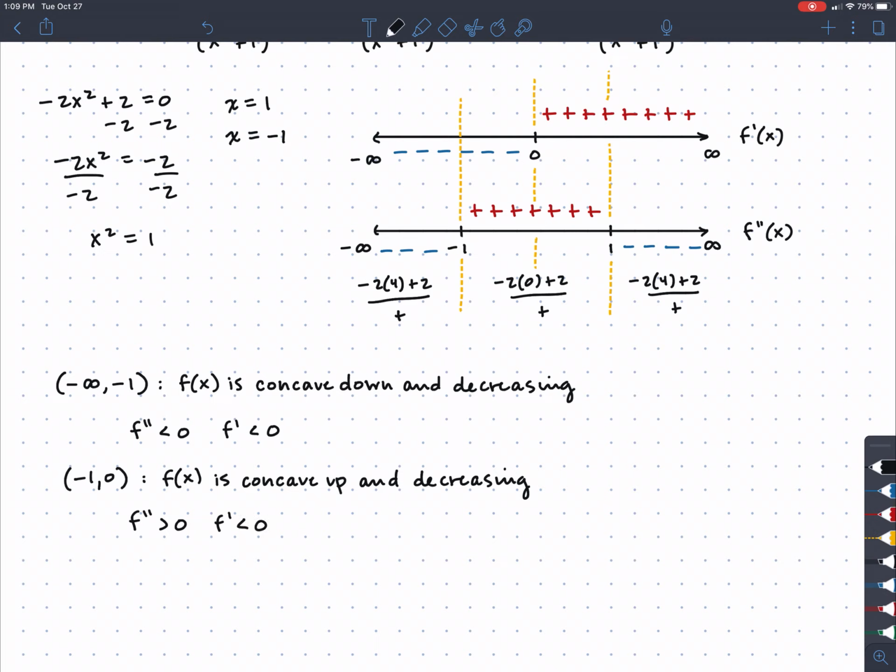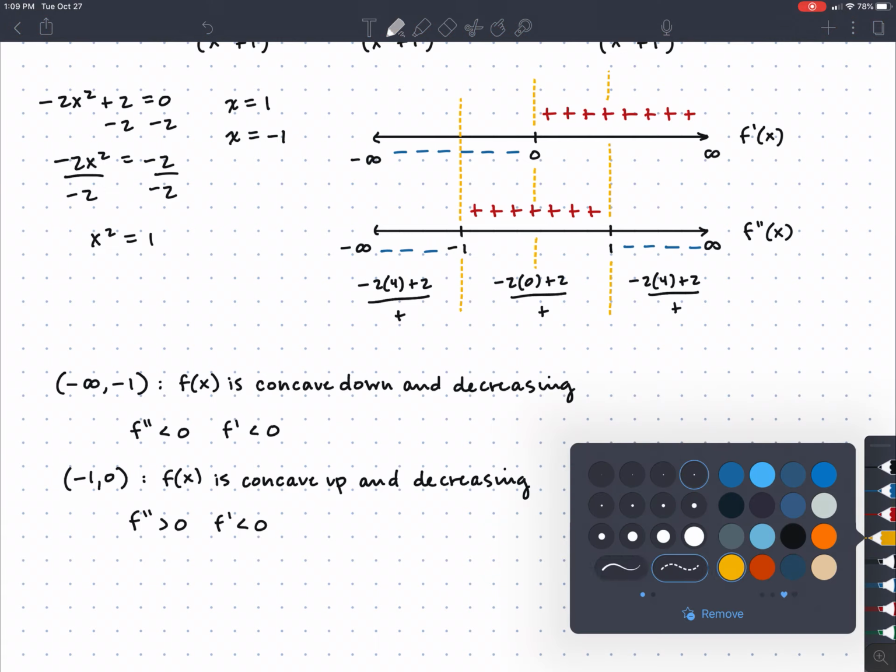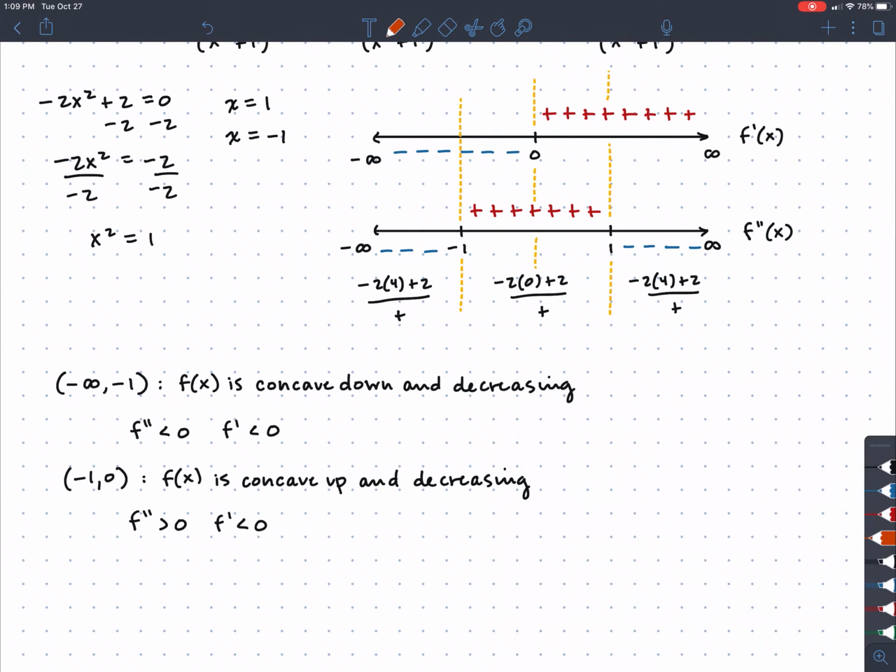So I'm going to pause real quick and think about what that shape might look like. So concave down and decreasing. That means f of x probably looks something like this, where it's concave down and decreasing. If I have a concave up and decreasing interval, it may look something like this. Like this is concave up but decreasing. Let's look at our next intervals.